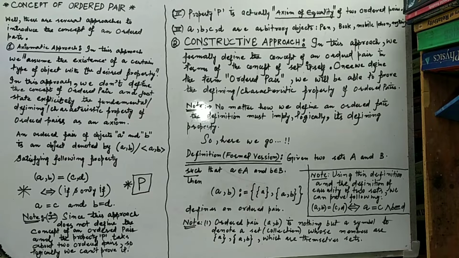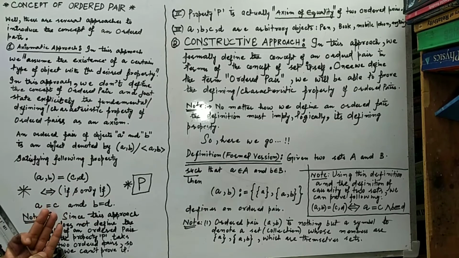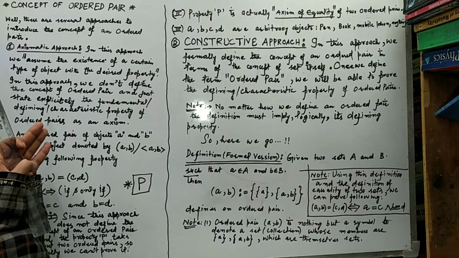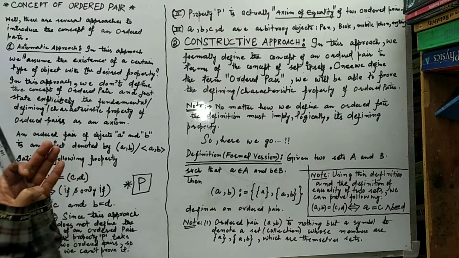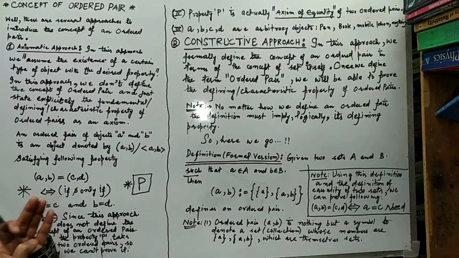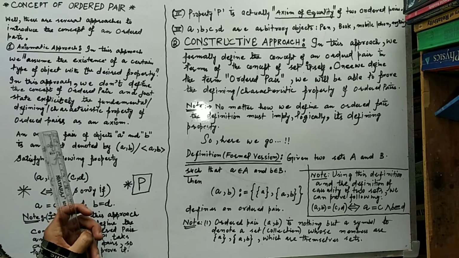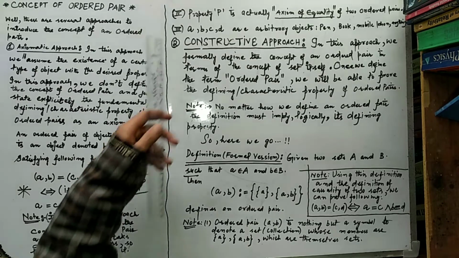In this approach, actually, we don't have a definition of an ordered pair. So this note tells me that since this approach does not define the concept of an ordered pair and the property P talks about two ordered pairs, logically we cannot prove it. I mean, if someone asks us to prove this fundamental property, in this approach we will not be able to prove it, because to prove this property, I would definitely need the definition of an ordered pair, and this approach does not give us that definition. That is why we state this fundamental property as an axiom. And the aspect of proving this fundamental property needs a different approach. That is what we are going to discuss in the constructive approach. Bear with me. Here is the second property.